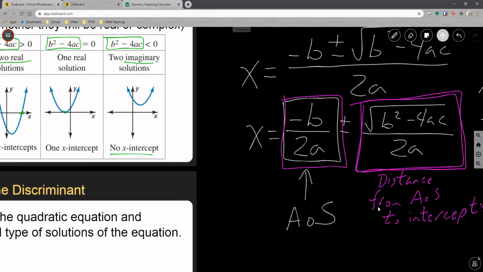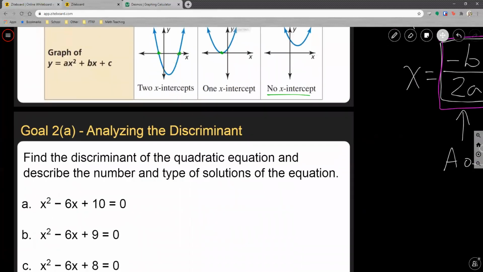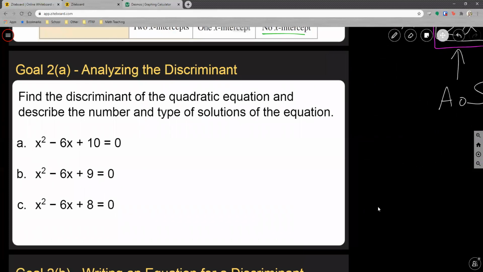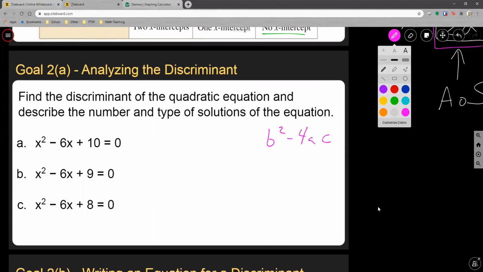All right, so let's do some stuff with the discriminant. So goal 2A, analyzing the discriminant. Find the discriminant of the quadratic equation and describe the number and type of solutions of the equation. Remember, all we're looking at is b squared minus 4ac. And we just need to know if it's greater than 0, less than 0, or equal to 0.